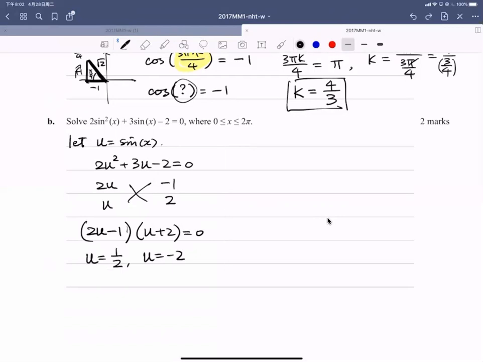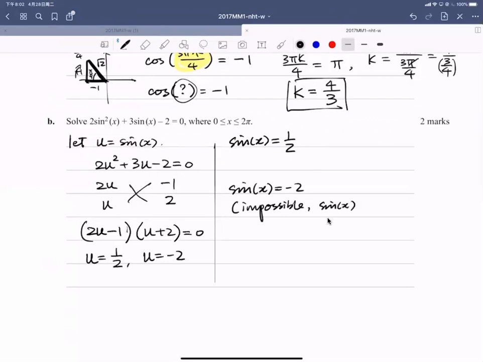In that case, we are talking about sine x because we want to put it back. Sine x equals half or sine x equals minus 2. But we both know this is impossible because sine x has a range of minus 1 to 1, no solution. How about the first case?